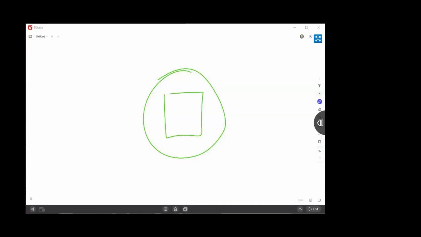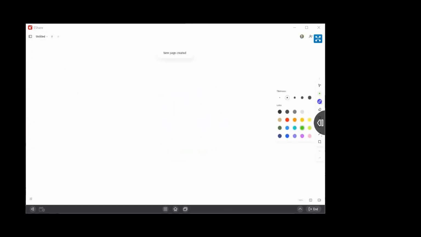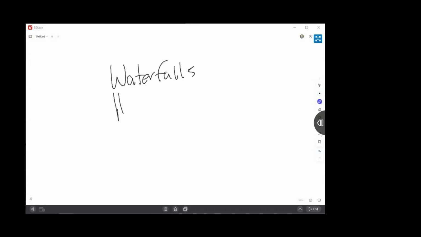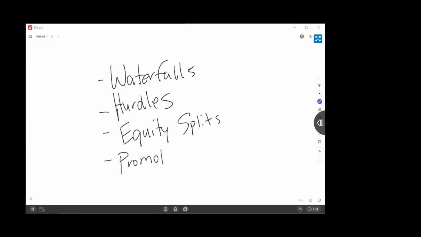So let's do this. I'm going to share with you first a little bit about these syndication structures, right? So we have a couple of things we need to define here. We have to figure out what are these waterfalls, and then what's the difference between a waterfall and a hurdle. So you have these things, and then we're going to be talking about these equity splits, right? The equity splits and how those actually occur. And of course, we can also talk about what a promote is and what are some equity fees and stuff like that.